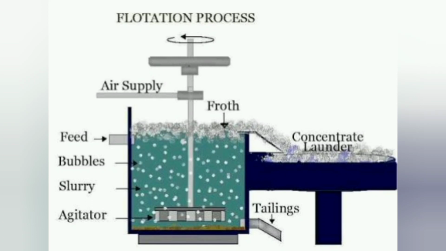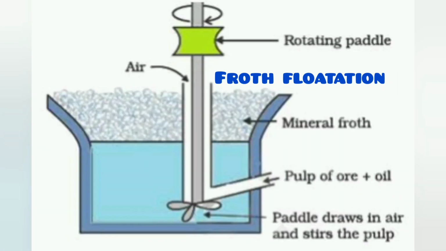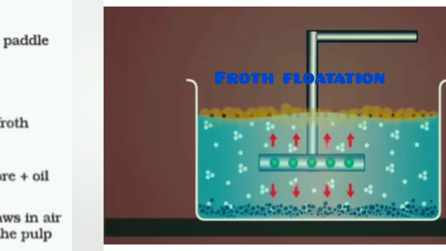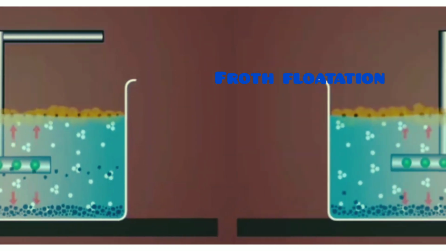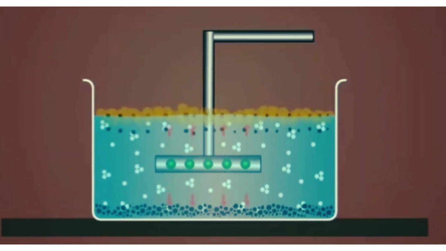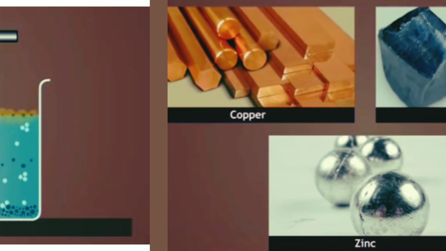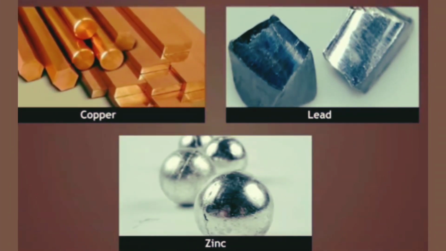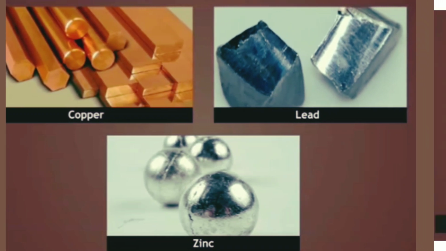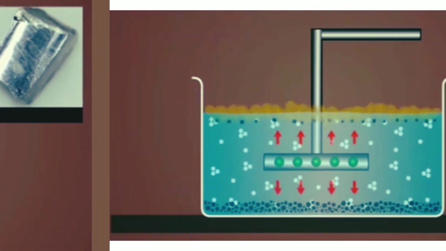The next method we see here is froth flotation. This method is used if the ore is a sulfide ore. How does this work? Let us understand the procedure. If it is a sulfide ore, the ore is crushed and powdered and then mixed well with water and pine oil. Especially ores of copper, lead and zinc, which are sulfide ores, are concentrated by this method.